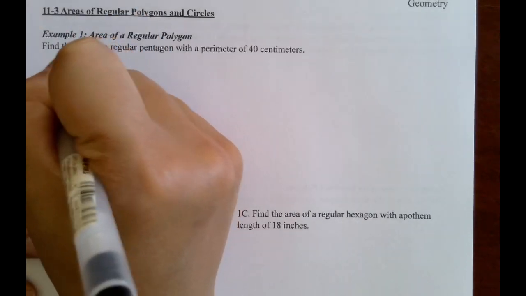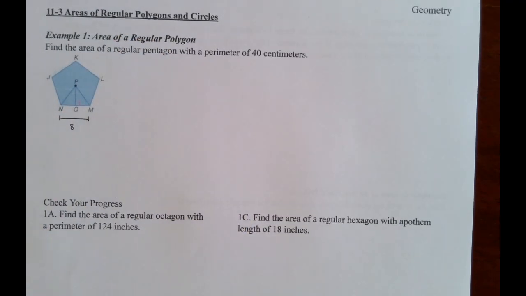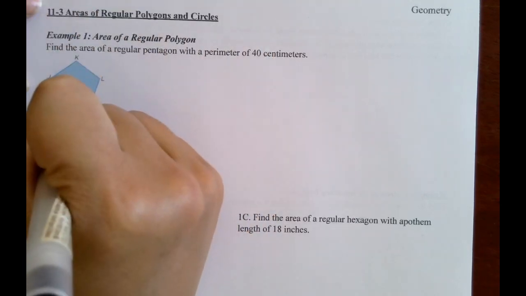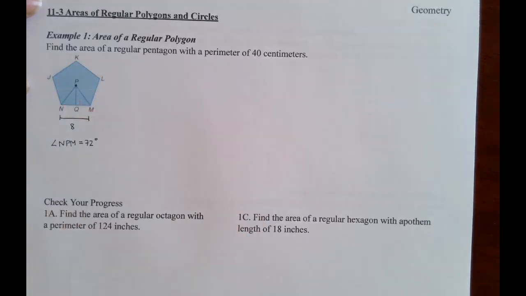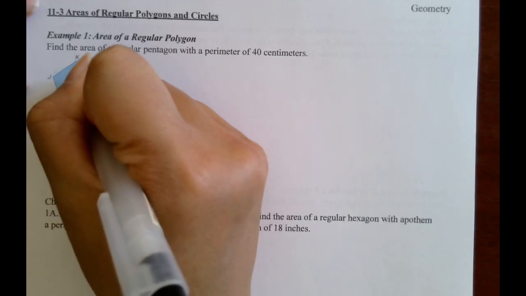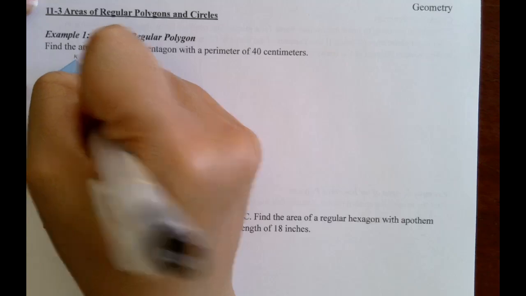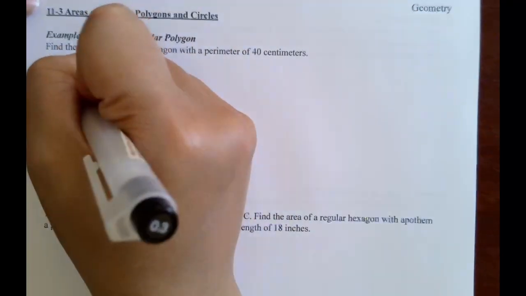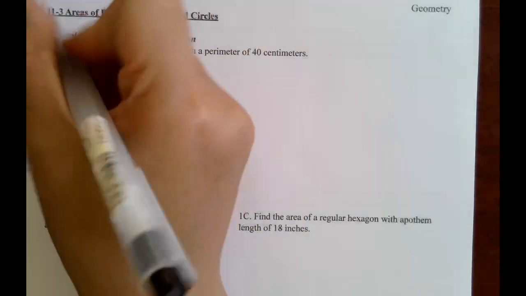For each angle, all the way around is 360, and 360 divided by 5 is 72. So here what we know is that angle NPM measures 72 degrees. How does our apothem, which is PQ, come into play? Well, it splits this side length of 8 into 4 centimeters, and it splits this 72 degree angle in half, which makes this 36 degrees.